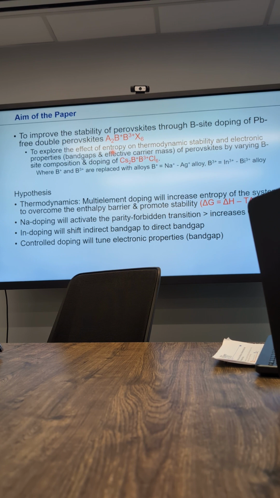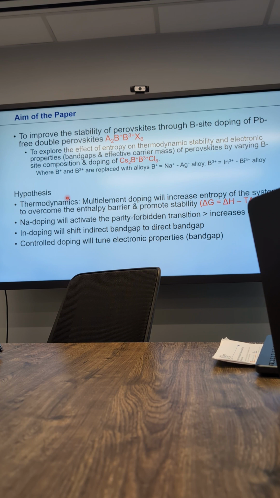So here, you'd see they have the B+, they replace the B+ with sodium+ and silver, and then they make the B3+ indium and bismuth, right? And so they wanted to study the effect of these. They mentioned that most of the common double perovskites, you have maybe cesium, sodium, indium, chlorine. They have that, but they wanted to study the effect of this alloy, and they would show the differences between the pure one and the alloyed one, and then many more things.